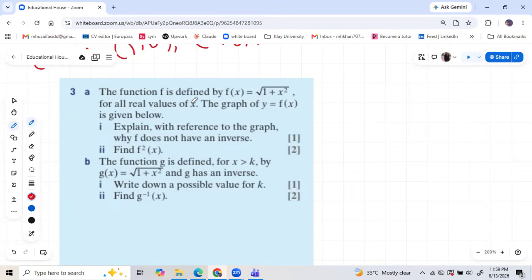The function f is defined for all values of x, and the graph of y equals f of x is given below. Explain with reference to the graph why f does not have an inverse function. So our function is f of x equals 1 minus x squared, for all values of x. Explain with reference to that graph why f does not have an inverse function. Can you tell me, CK?